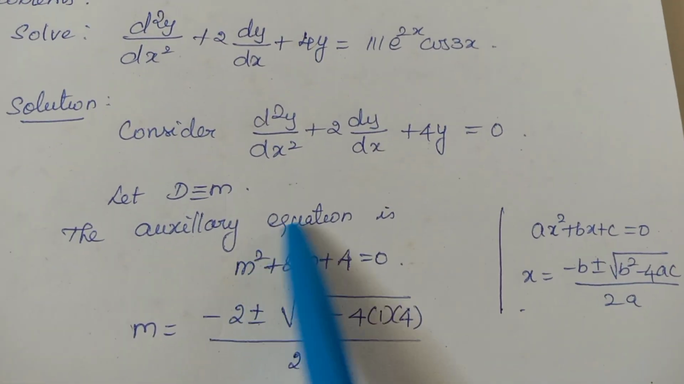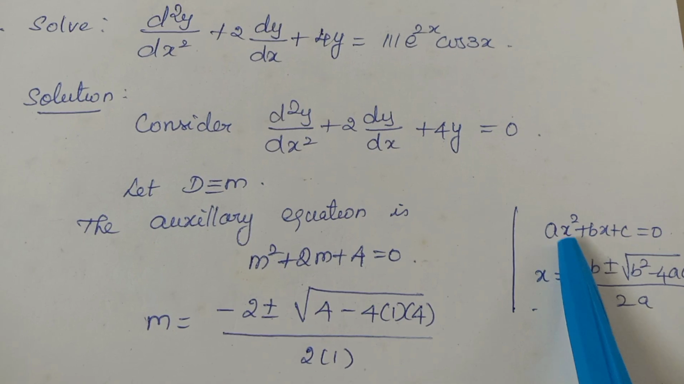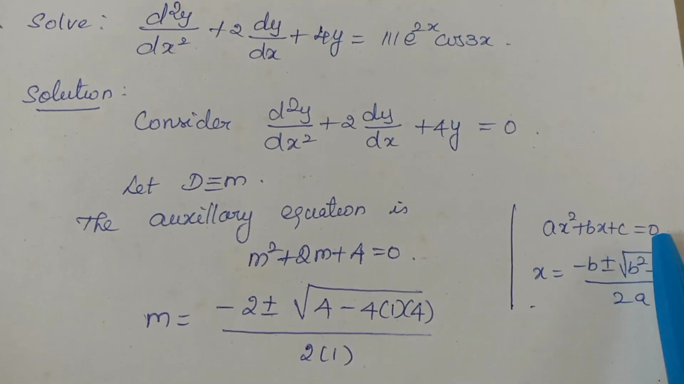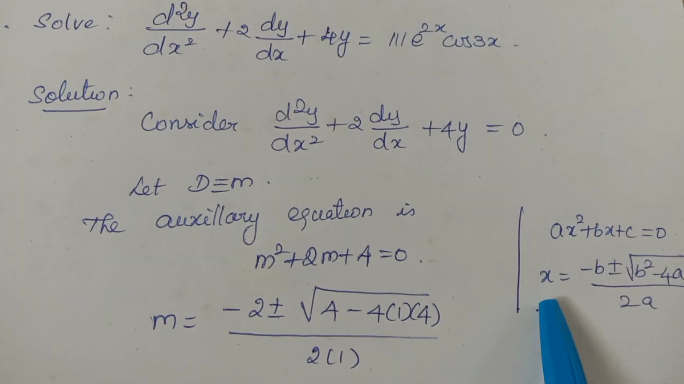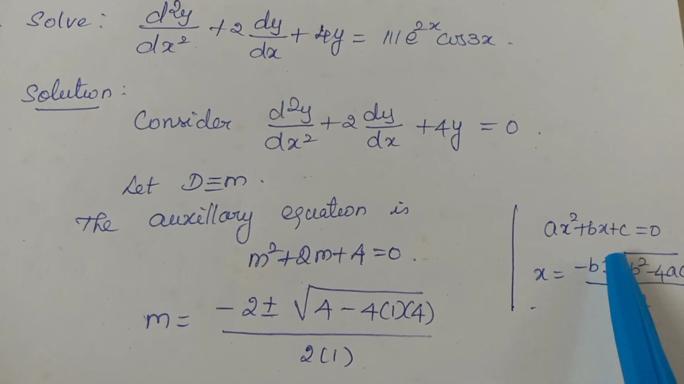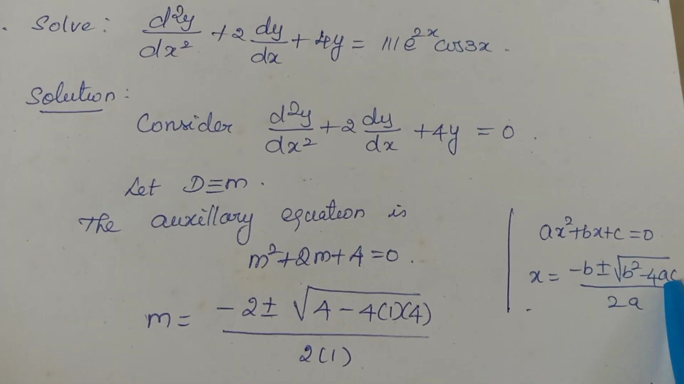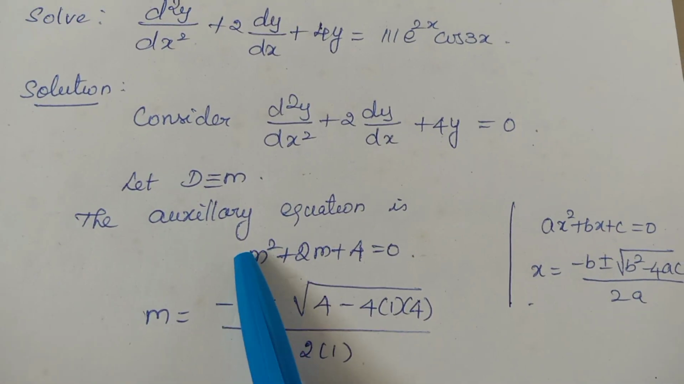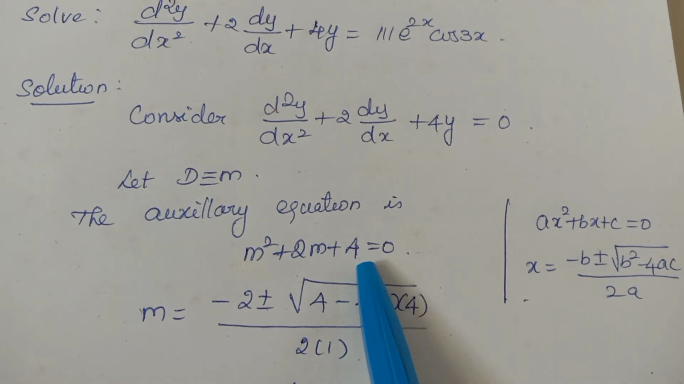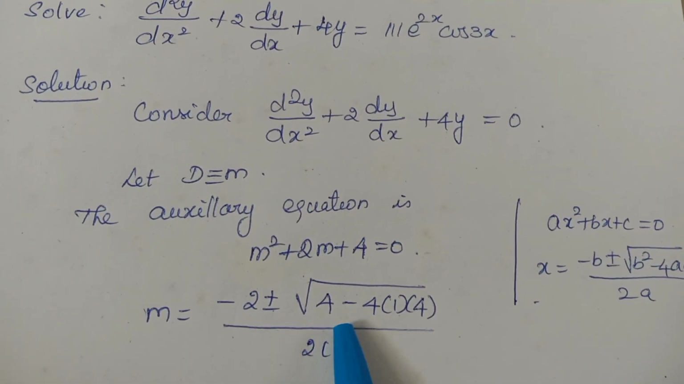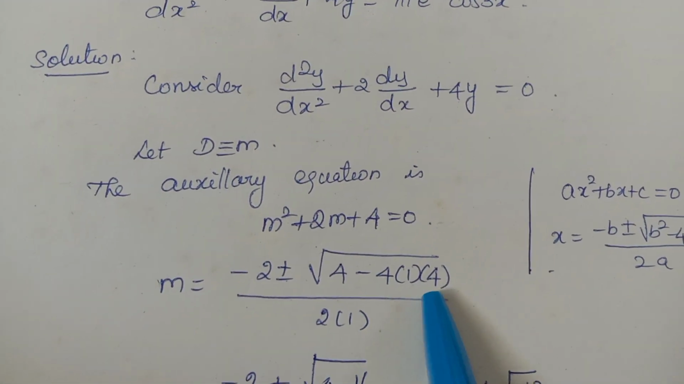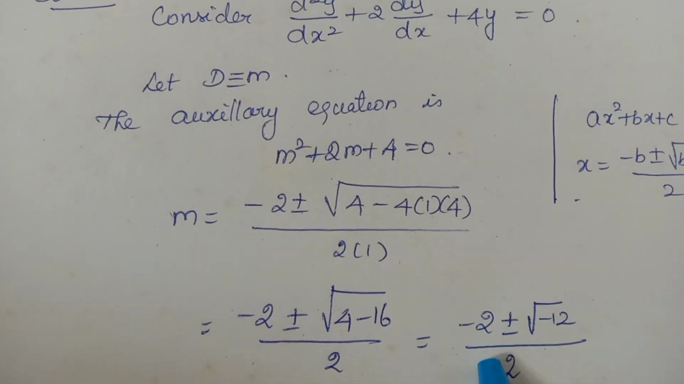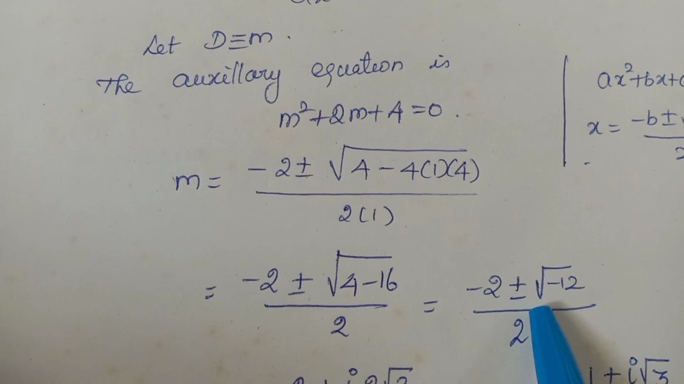Now we cannot factorize this equation. So I am going to make use of this formula. When you have ax square plus bx plus c equal to 0, the solutions of this quadratic equation are given by minus b plus or minus root of b square minus 4ac by 2a. So m equal to, here a is 1, b is 2 and c is 4. So minus 2 plus or minus root of 4 minus 4 into 1 into 4 by 2. So the roots are given by minus 2 plus or minus root of minus 12 by 2.